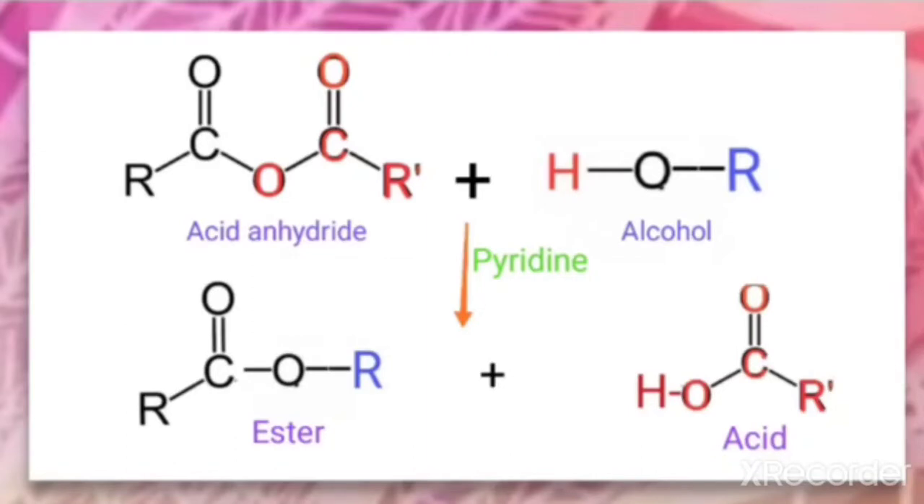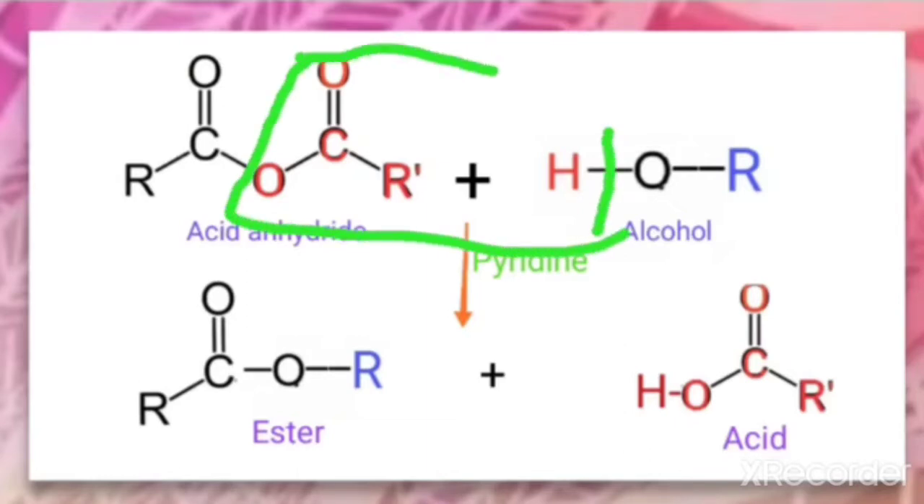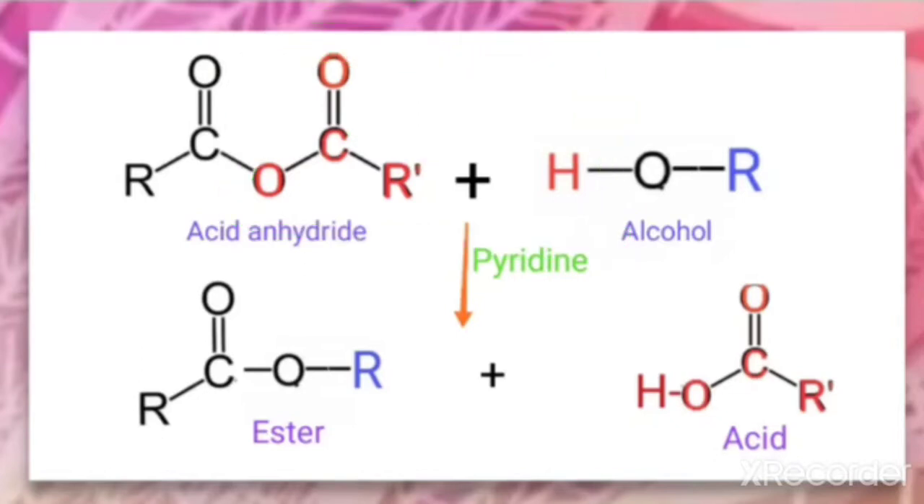Ester and acid is formed here, because this cleavage and this cleavage result in the formation of a side product that is nothing but an acid. So you can see R dash C double bond O and one H from this side, because the cleavage takes place here. So you need to attach the H on this side. So you will get then an acid. So there is a formation of a side product here, that is an acid, and here the main product is the ester.